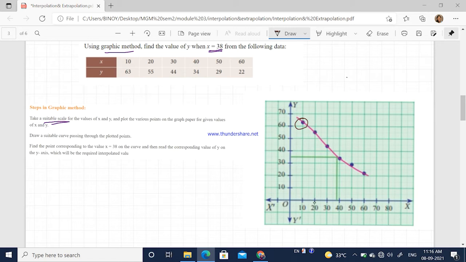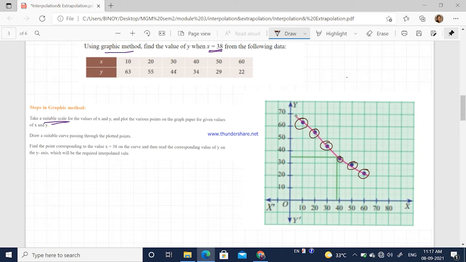Another one: when x is equal to 20, the corresponding y value is 55. This is your next point. When x is equal to 30, the corresponding y value is 44. When x is equal to 40, the corresponding y value is 34. When x is equal to 50, the corresponding value is 29, and when x is equal to 60, the corresponding value is 22. So you have plotted all the points.